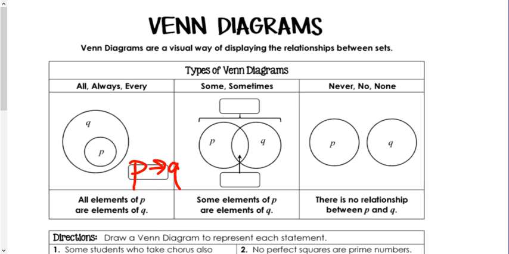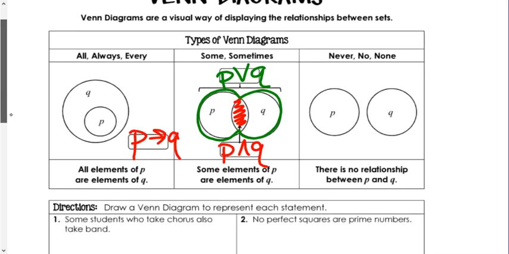So that's where we have the merging of the 2. So in this section here, this red section that I'm highlighting, in between the 2, this is an and statement, P and Q. That's what they have in common. Whereas the whole thing, this whole big bubble, P or Q, that is my or statement. Okay? And the last type is never, no, or none. And there's no relationship between P and Q. So that's why the bubbles are completely separate. So there are your 3 different types.